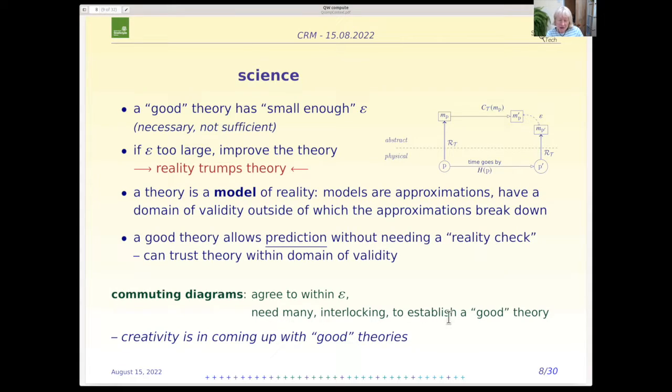You'll need many interlocking experiments and diagrams to establish a good theory. One diagram doesn't get you there, and one experiment doesn't get you there. Typically, experiments are repeated many times, repeated independently, cross-checked, and that's how you build up trust in your theory. The creativity in this is coming up with good theories. You've got observations, you want to explain them, and you have to figure out how to do this.